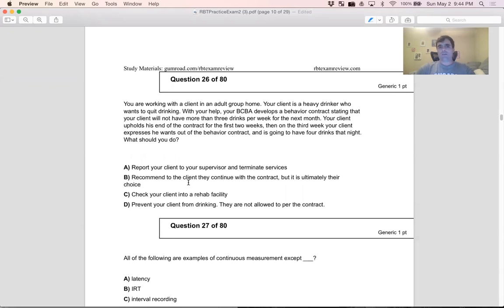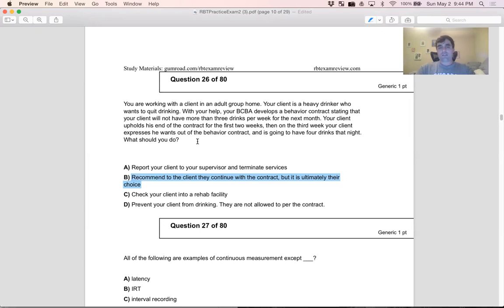B, recommend to the client to continue with the contract, but it is ultimately their choice. Yes, right. It's an adult group home. They have the right to drink. They're allowed to drink. It's their choice. Yes, you have a behavior contract, but it's their choice. If they don't adhere to the contract, well, they don't get the reinforcement. Ultimately, as adults, it's their choice, right?